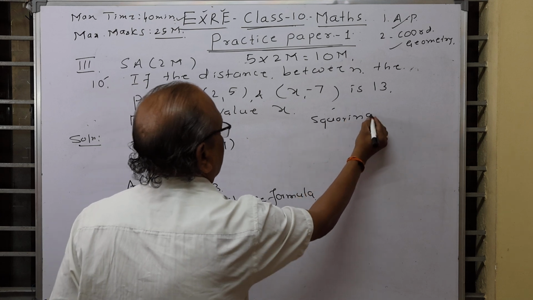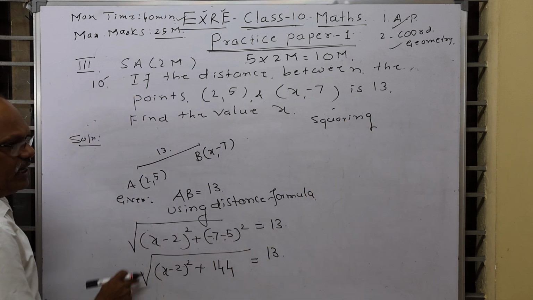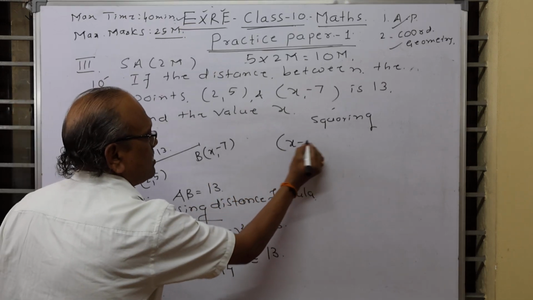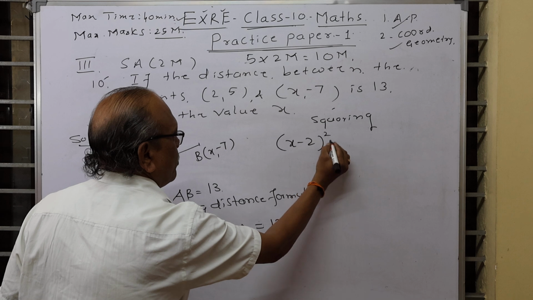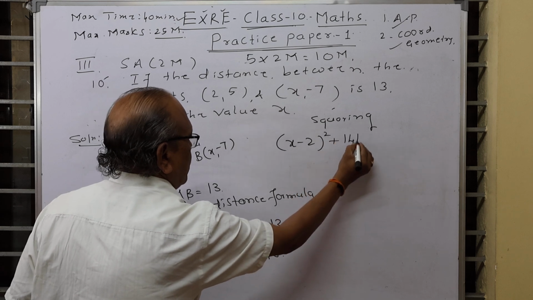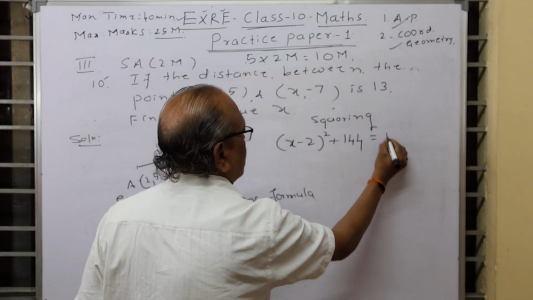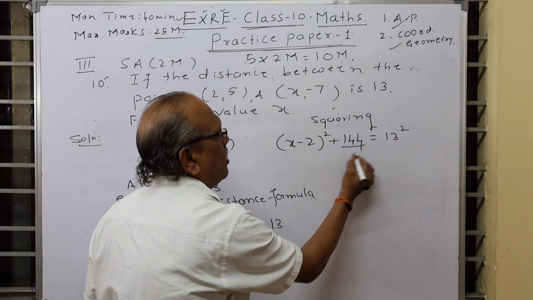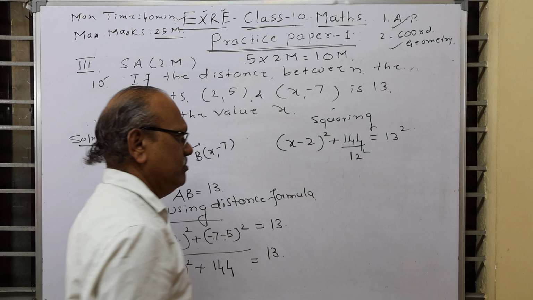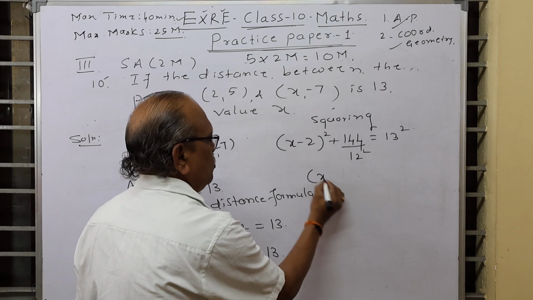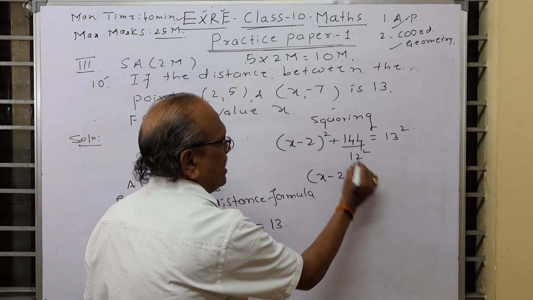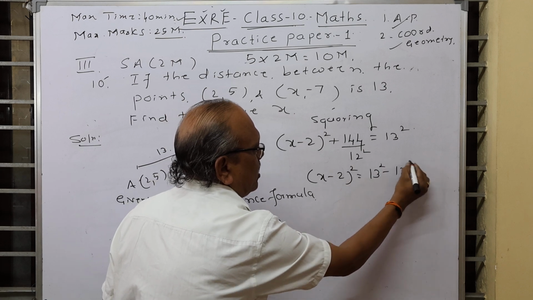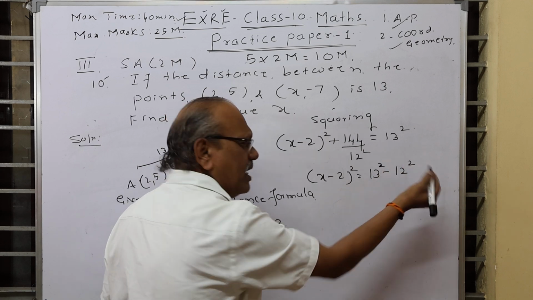If you square it on both sides, on the left hand side on squaring the root, the root eliminates, you are left with x minus 2 whole square plus 144 is equal to what? 13 square. You can write this 144 as 12 square also, right? I will keep x minus 2 whole square. Take this 12 square also to the right. What do you get? 13 square minus 12 square. Don't go for bigger numbers.